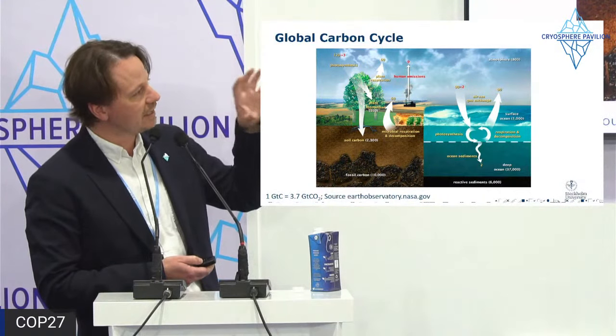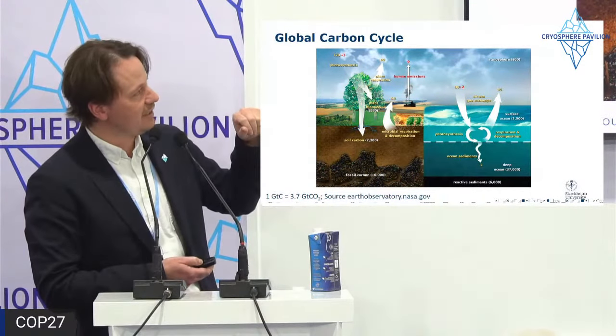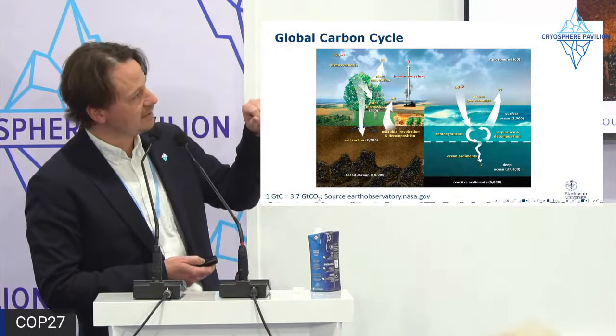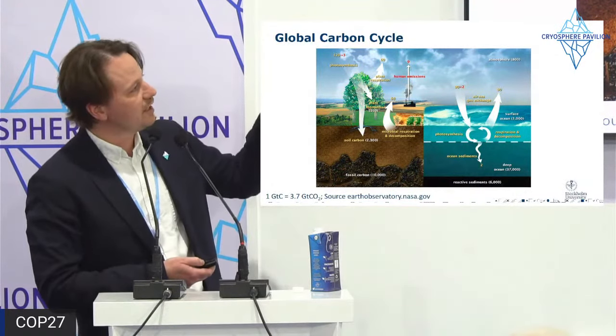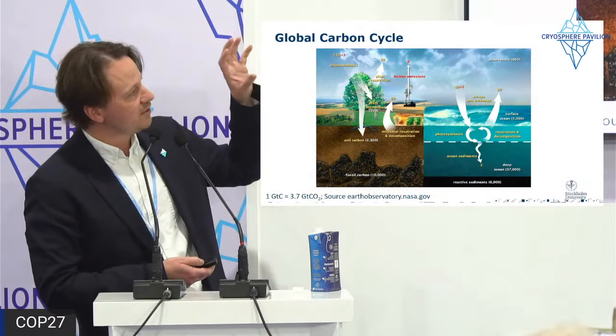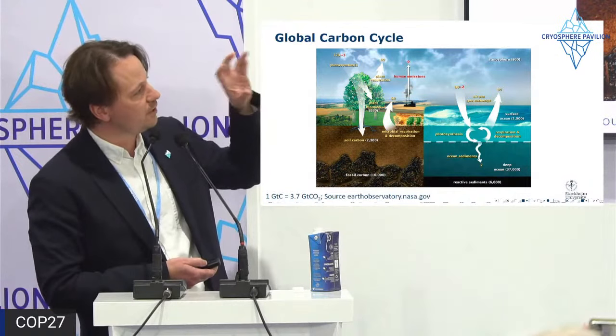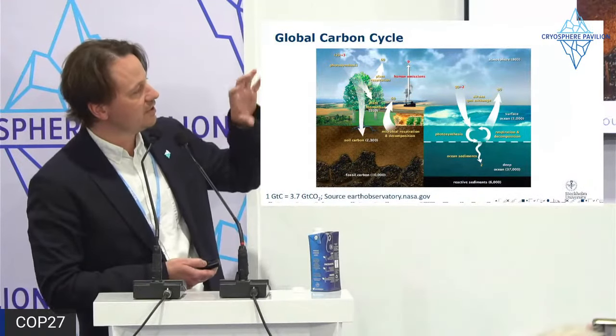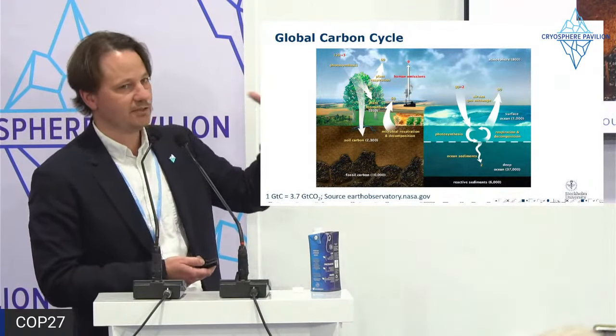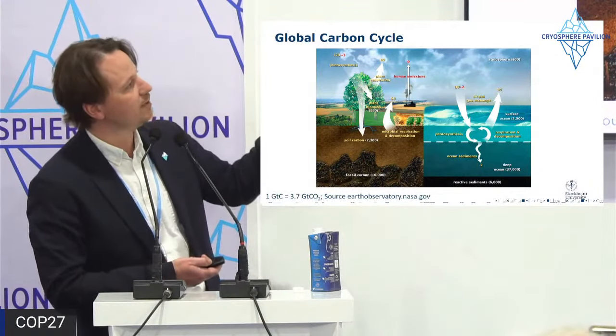This is a look at the global carbon cycle. This graph is slightly old now, but I still like it, so I keep using it. We don't need to get into the numbers per se, but this just shows the storage and fluxes of carbon in the Earth system, and it's perturbations to this carbon cycle that we're talking about here.